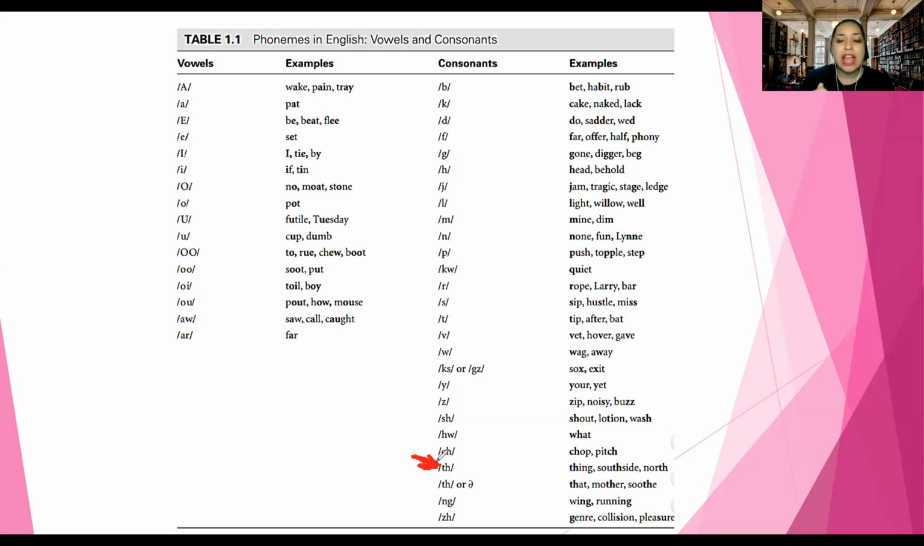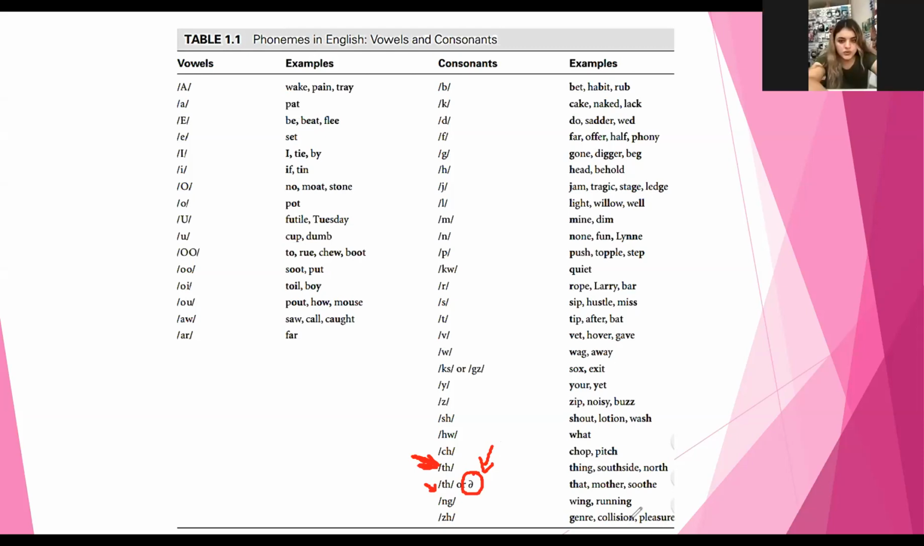Push the sound. Thing, south side, north, thing, south side, north, south, and so on. Many examples. And you also have it here that you can find another way to put that one. So it's that, mother, tooth.